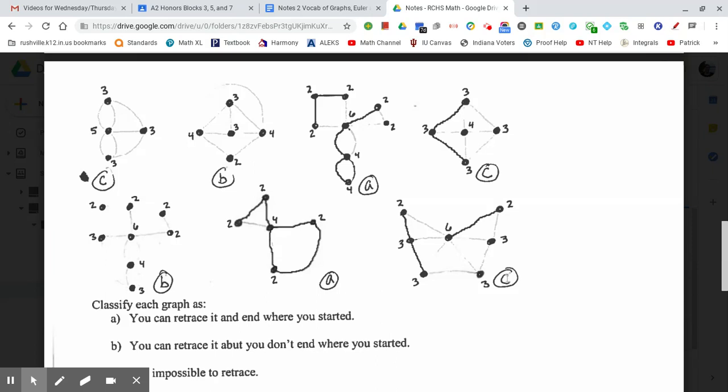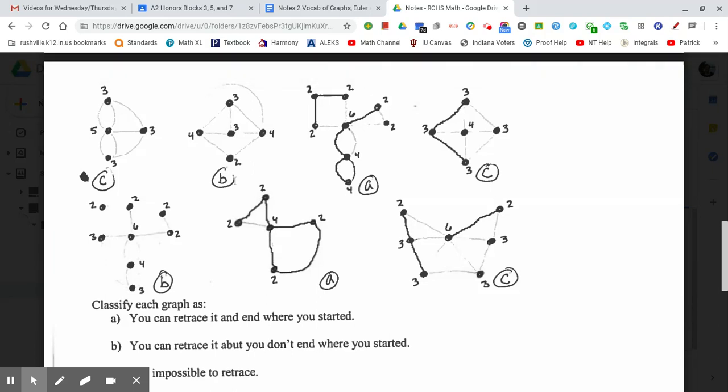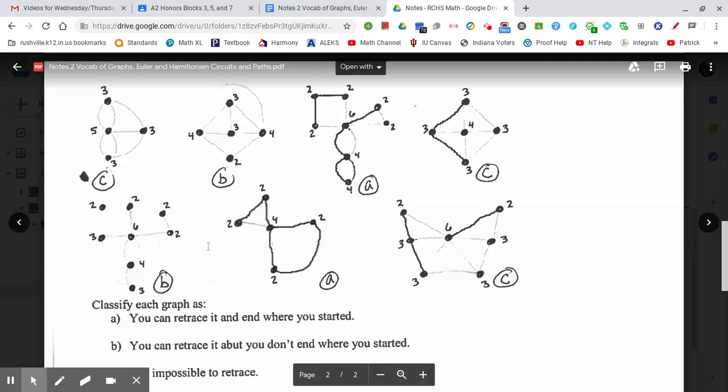Here's what you should have come up with. For the second graph, I classified it as B because you could retrace it, but you couldn't end where you started. Here is the path that I took for B. This one I did A, which means that I could retrace it, and I ended where I started. Here's what that looked like.